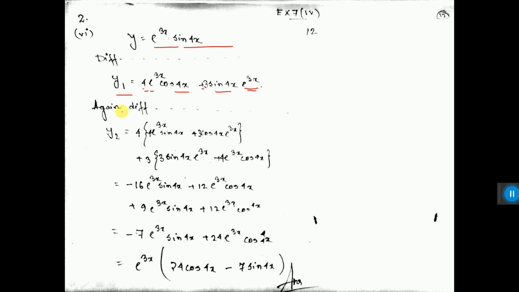Again differentiating both sides, then y2 will be here also uv formula, here also uv formula. So the first one is done here and the second one is done here. After that calculation you can understand.